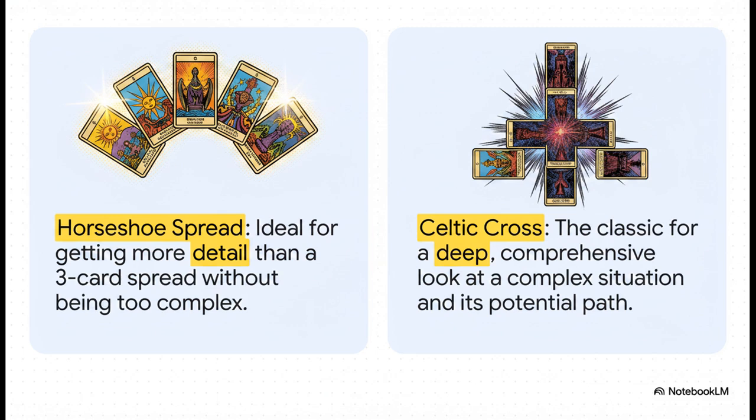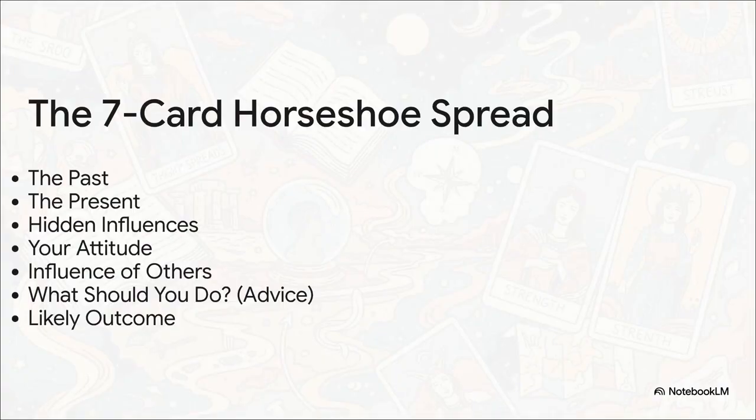The Celtic cross, on the other hand, well, that's the classic go-to for a full, deep dive analysis of a situation. The horseshoe spread uses 7 cards. It covers the past and present, but then it adds these fascinating layers. You get hidden influences you might not be aware of, your own attitude coloring the situation, the role other people are playing, and, crucially, a card dedicated specifically to advice before it shows you the likely outcome.